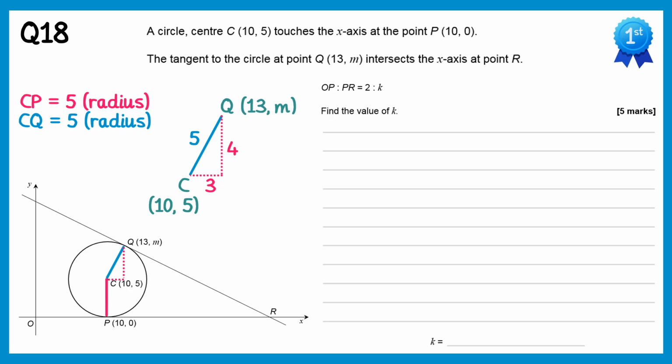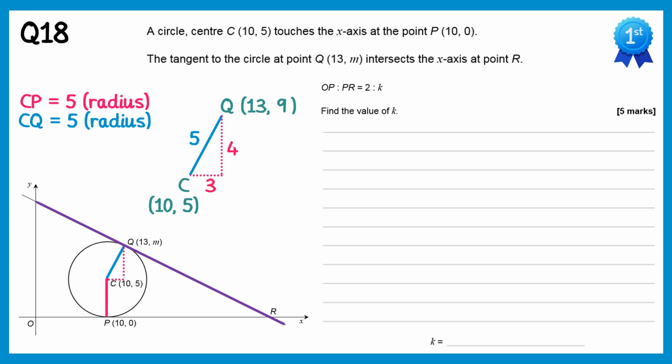We can use this information to work out the value of m. C has a y-coordinate of 5, and Q is 4 higher than this, so we do 5 add 4, and you find out that m is actually 9. There are some other ways to find this out. You may have, for instance, used the equation of a circle. For the next part of this question, we need to find the equation of this purple line. To do that, you need the gradient of the line and also a point on the line. We've already got a point on the line, Q, which is at 13, 9, so we need the gradient.